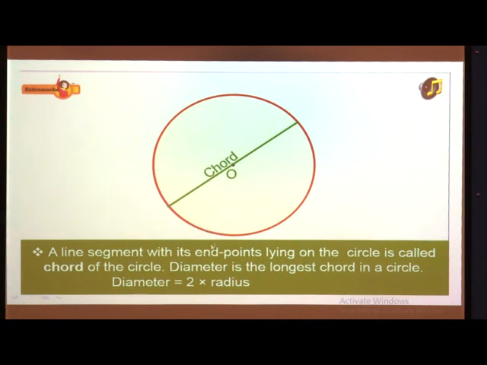A line segment with its end points lying on the circle is called a chord of a circle. Diameter is the longest chord in a circle. Diameter is equal to 2 into radius.